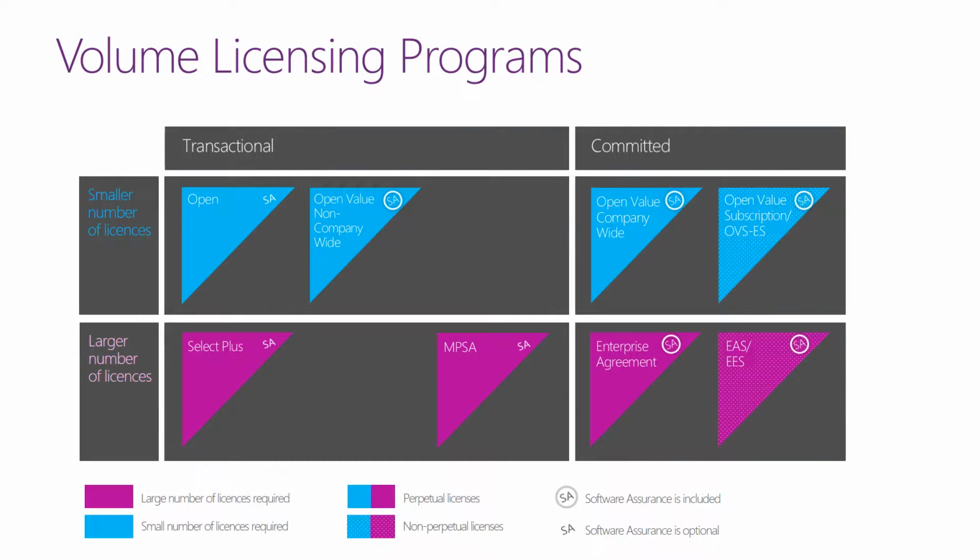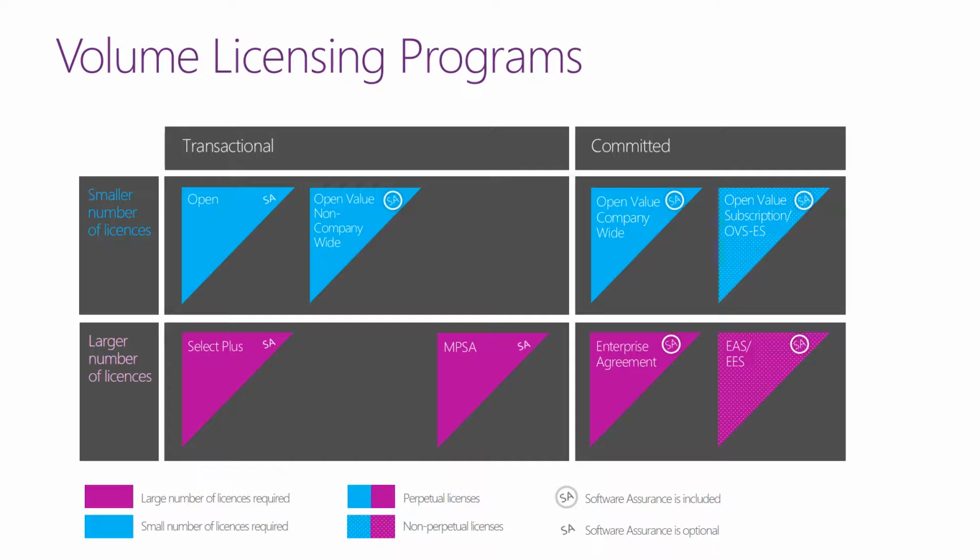This diagram shows the existing volume licensing programs and whether they're aimed at small, the blue ones, or large, the purple ones, customers. Whether they require commitment from the customer in terms of, for example, covering all qualified devices, or whether a customer can purchase as much or as little as they need through a transactional arrangement. It also shows which agreements offer non-perpetual licenses, shown by the dots, and whether software assurance is a mandatory purchase, where the SA is shown in a circle, or optional, where the SA isn't in a circle.